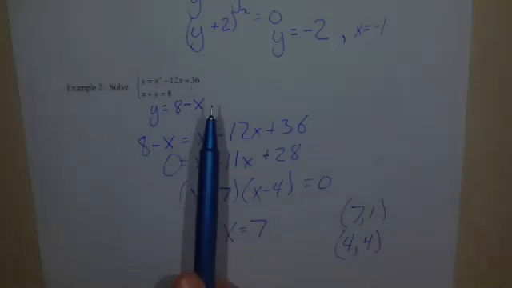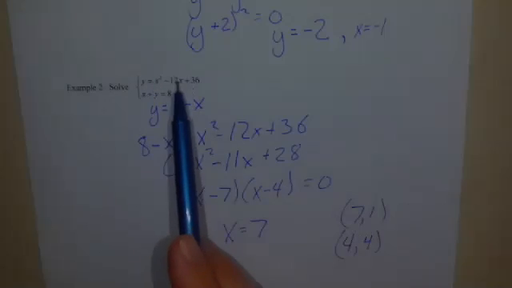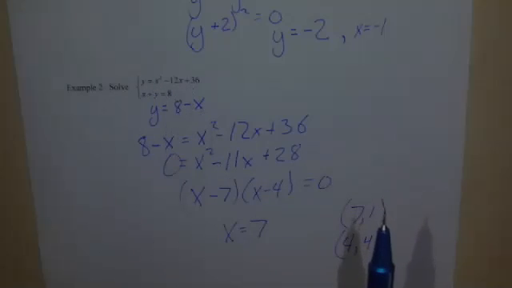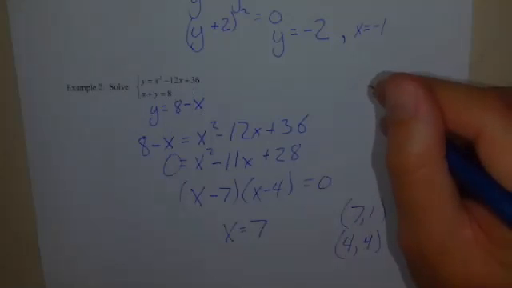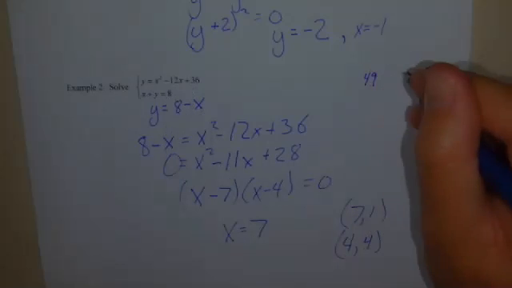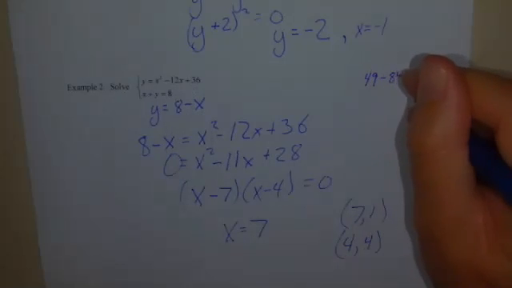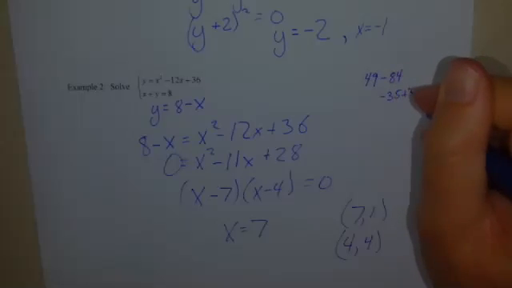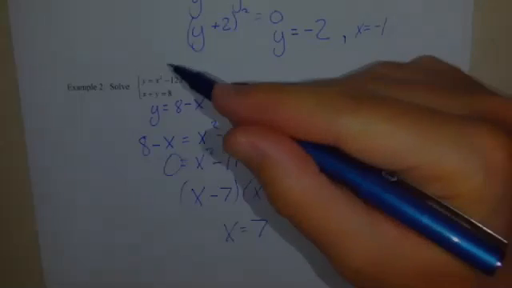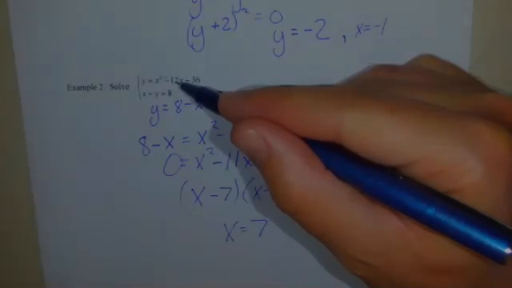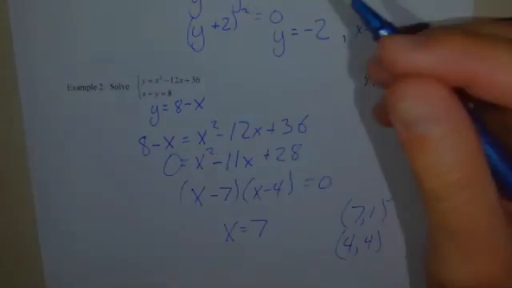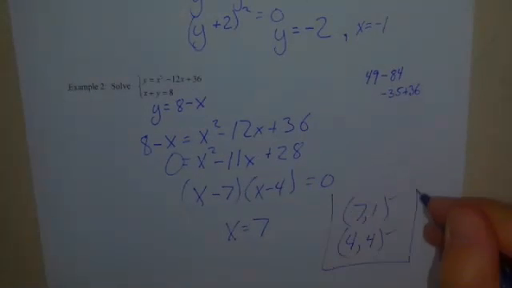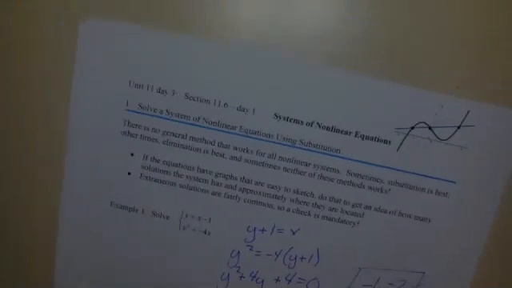Oh, sorry, other way around. 7 squared, so we're at 49. So 49 minus 12 times 7, so minus 84. So I think we're at negative 35. Negative 35 plus 36 does equal 1. Yes. 4 squared, 16 minus 48. So that should be minus 32 plus 36 does equal 4. Yes. Okay, those are my answers. Looks nice and big on the screen. Moving on.